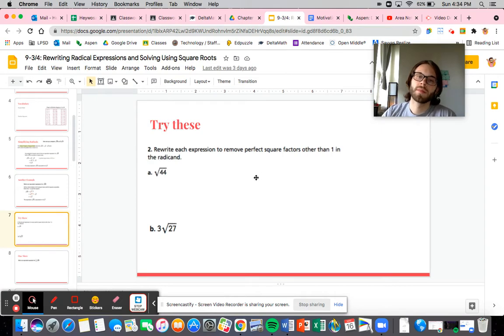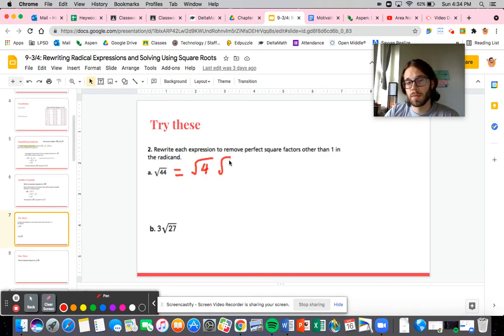All right. So let's rewrite this. So this one right here, 44, well, 44 is 4 times 11. So this is just 2 root 11, and I'm done. Okay, now this one right here, you might ask yourself, what are you doing? Well, you're going to leave the 3 out front. You're going to ignore it. We're going to worry about the inside.